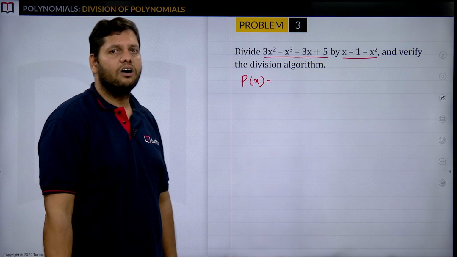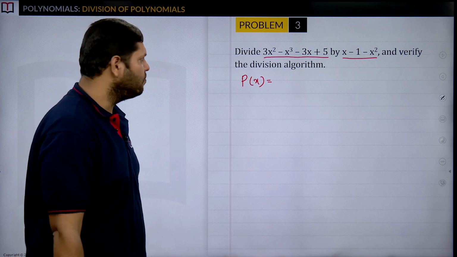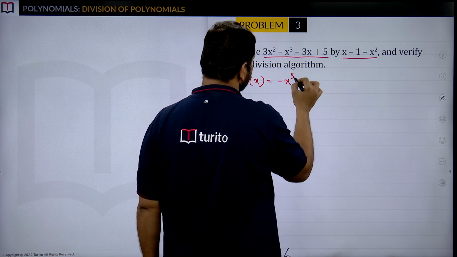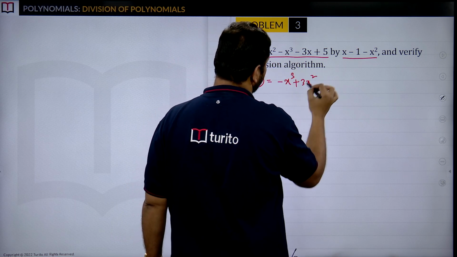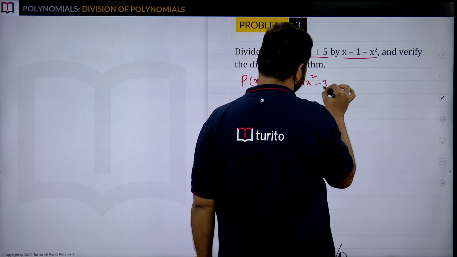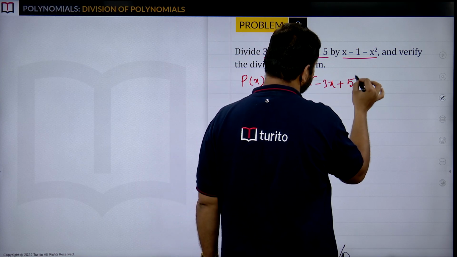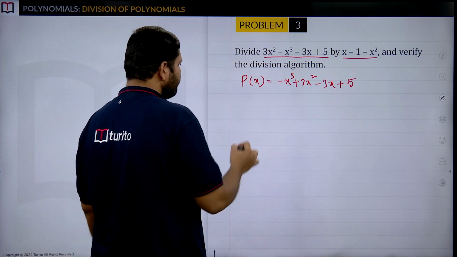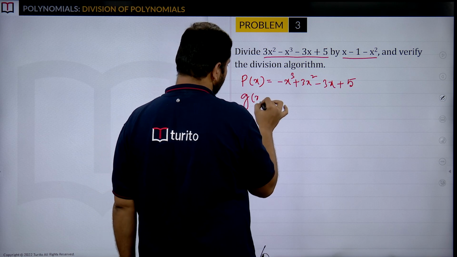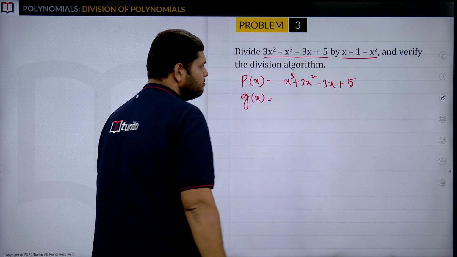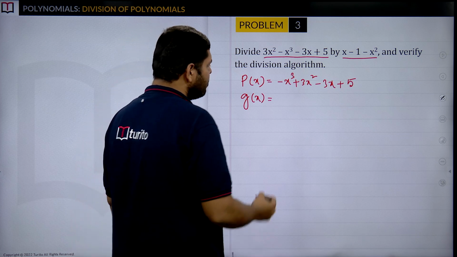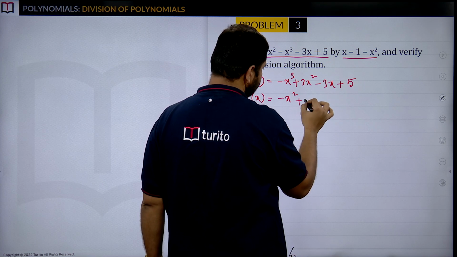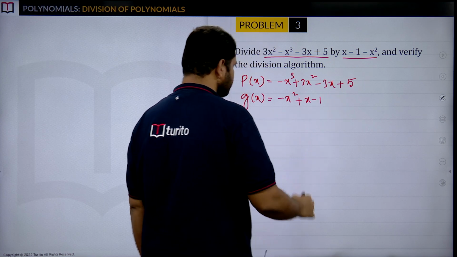What is the standard form here? We have to write all the exponents in descending order. So how can we write? Tell me, children. First term will be minus x power 3. Second term will be plus 3x square. Next term will be minus 3x, and this is plus 5. And how can we write g of x? g of x also is not in standard form. Now I am writing again the same standard form. So first will be minus x square, and this is plus x, and this is minus 1.